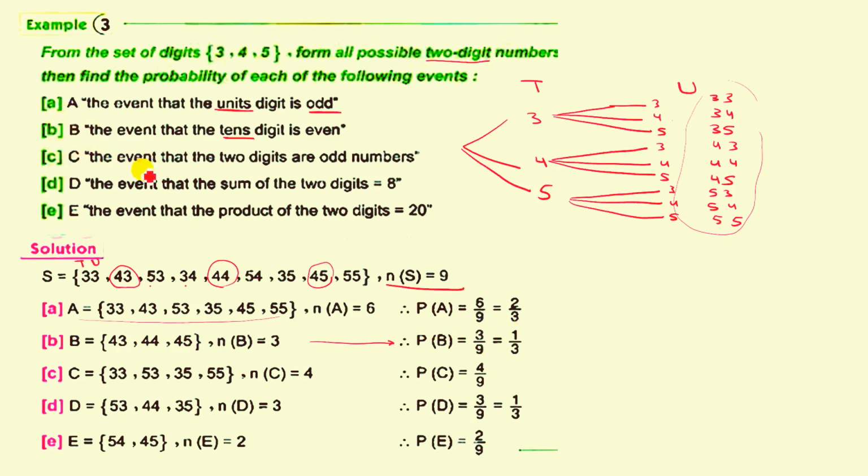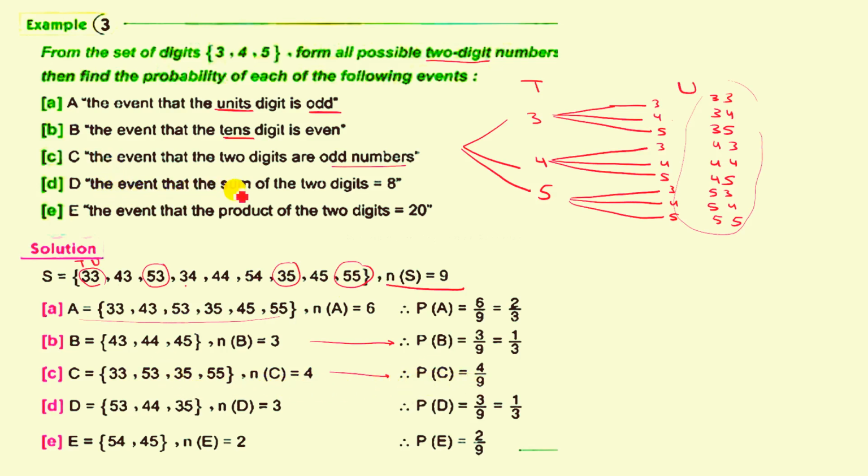Letter C: the event that the two digits are odd numbers. The two digits are odd numbers, the tens and the units. So this is odd, this is even, odd. Here both are odd, even, even, odd, even. This and this, 4 elements. So C is 33, 53, 35, 55, and the number of elements of event C is 4. So the probability of C is 4 over 9.